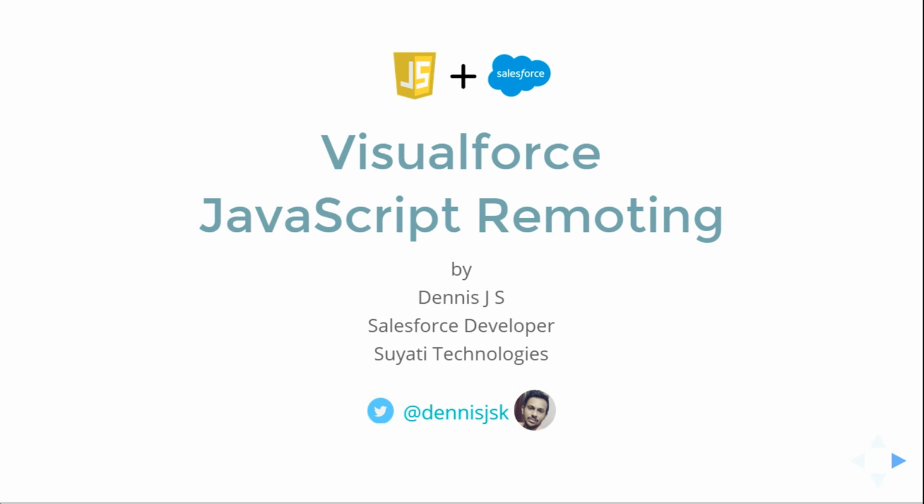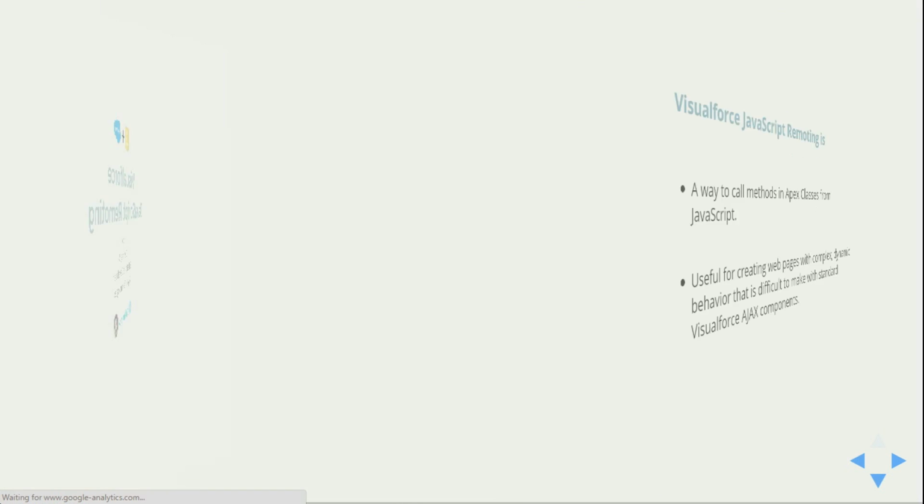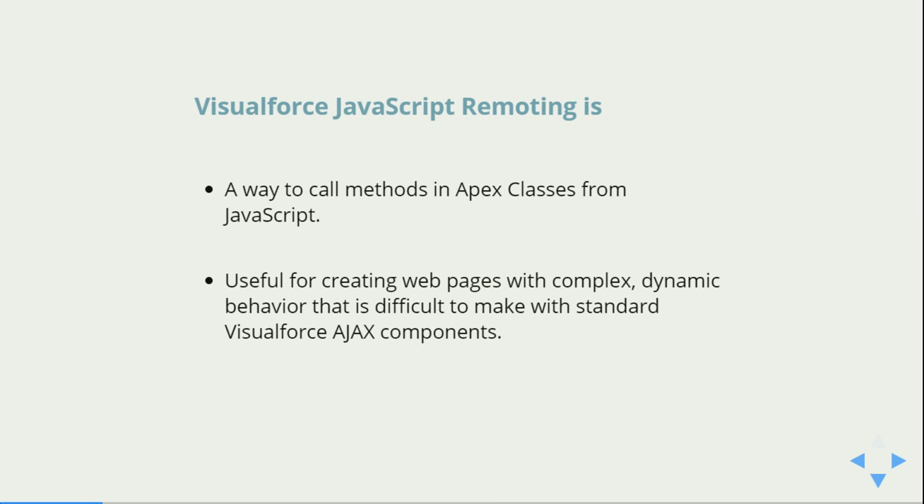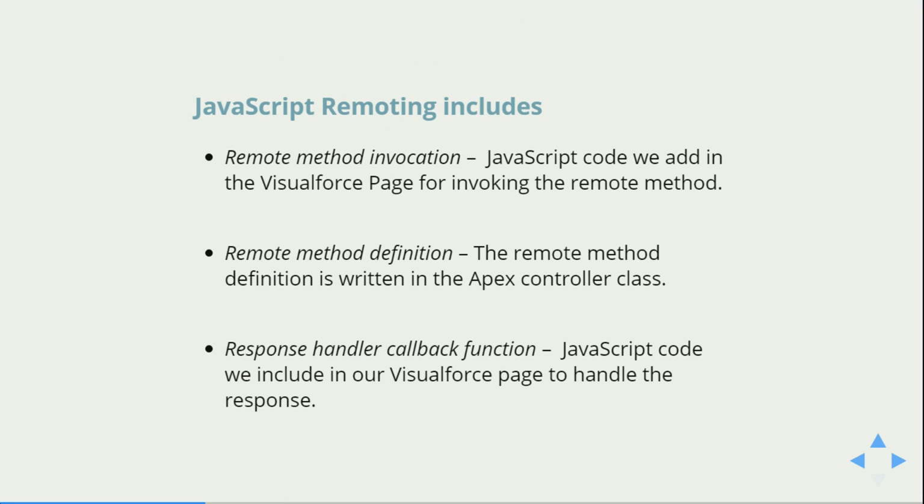In this video, I am trying to give you an introduction on Visualforce JavaScript Remoting. Visualforce JavaScript Remoting is a way to call Apex classes from JavaScript. It is very useful for creating web pages with complex and dynamic behaviors, which is difficult to accomplish using standard Visualforce Ajax components. JS remoting includes a remote method invocation, a remote method definition, and a response handler callback function.